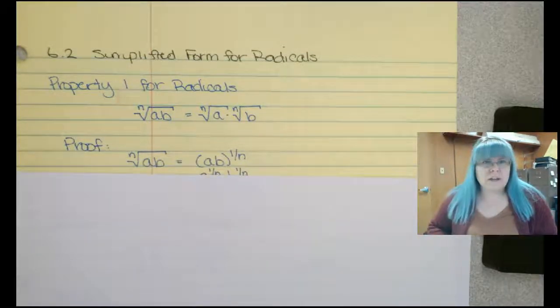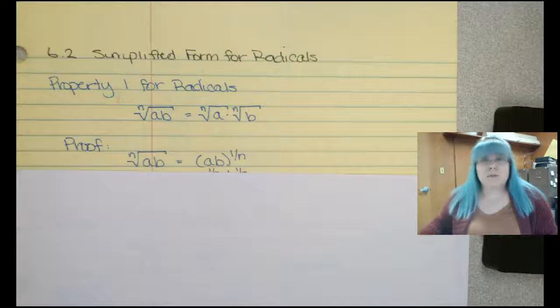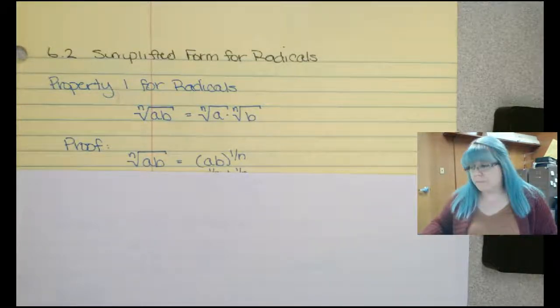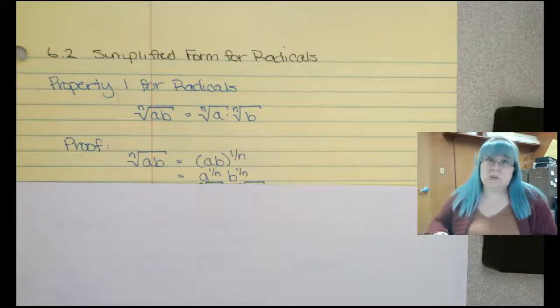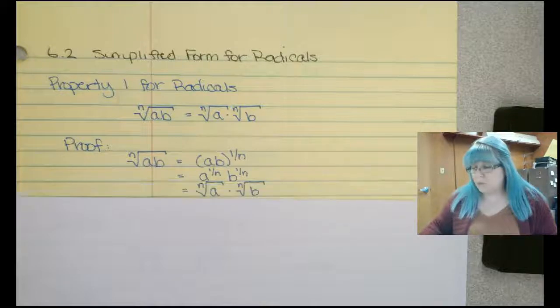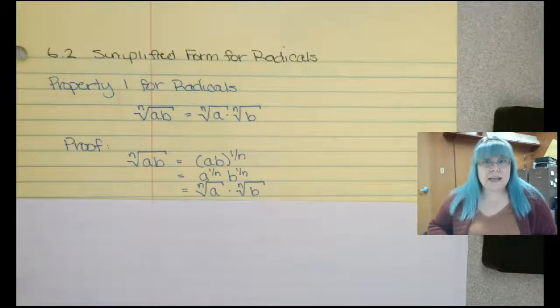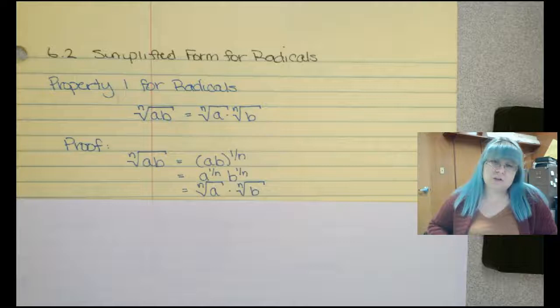The nth root of AB will be AB raised to the 1/nth power. Using exponential rules, we can distribute that 1/nth power to both A and B. So now we have A to the 1/nth, B to the 1/nth. But then rewriting it in a radical format will give us the nth root of A times the nth root of B.